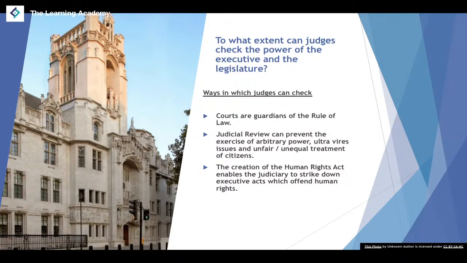The third point that you can make quite easily is obviously when it comes to referencing the Human Rights Act. The Human Rights Act enables the judiciary to strike down executive acts which offend human rights, which are incompatible with the act of legislation that is the Human Rights Act. If you're going to talk about some case law, there's plenty of case law referring to a number of aspects of the Human Rights Act, but specifically we can talk about the extent to which the human rights of suspected terrorists were violated in the early 2000s when it came to the terrorism legislation that was enacted post 9/11 and post the 7/7 bombings.